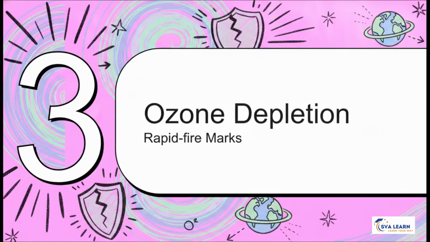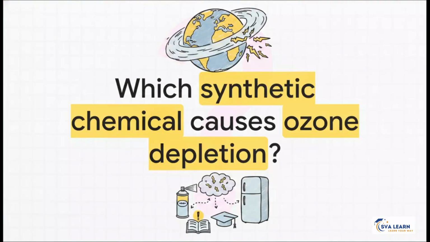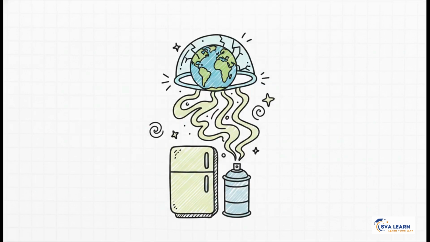Section 3. Securing ozone depletion marks. Let's grab some rapid-fire 1-mark strategies here. This next question is an absolute favorite for the examiners. Which synthetic chemical is responsible for the depletion of the ozone layer? This is a direct hit on the multiple choice or 1-mark short answer section. You gotta know it cold. The answer, of course, is chlorofluorocarbons, or CFCs.